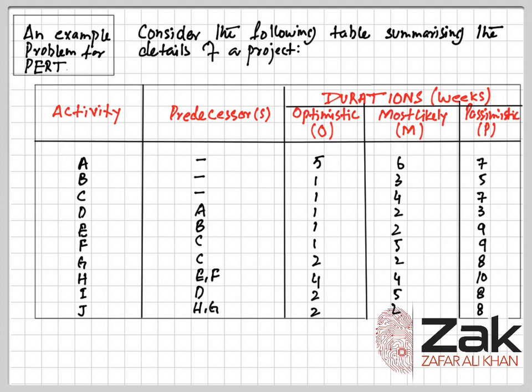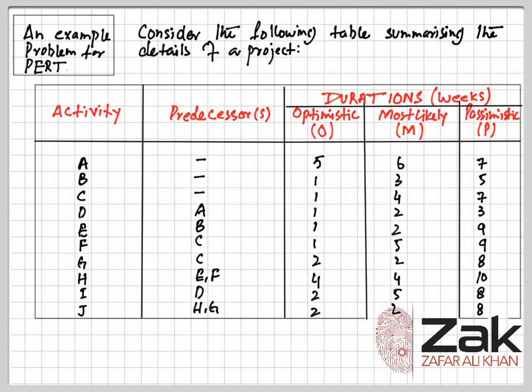Let us start with the example chart and problem for PERT. Consider the following table summarizing the details of the project. We have activity, predecessors, and durations, which include optimistic, most likely, and pessimistic. So let's talk about the terminologies first.